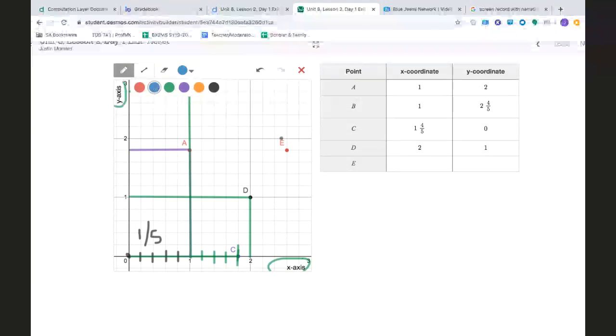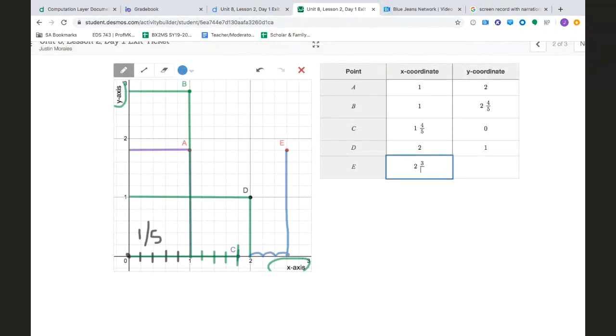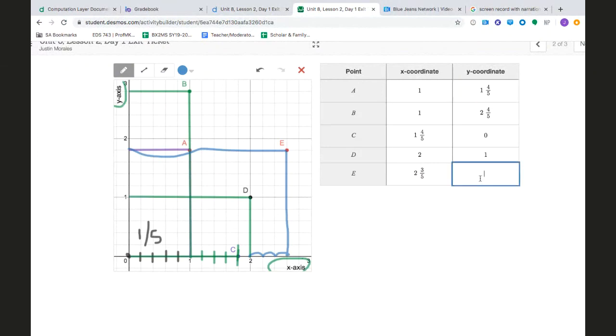So now let's figure out E. So we go all the way down. Now let's count. 1/5, 2/5, 3/5. So this is going to be 2 and 3/5. And then what about the y coordinate? Well, we see E and A are on the same line. So E is going to have the same y coordinate as A. Oh, the y coordinate was 1 and 4/5. Sorry about that. So the y coordinate as well is going to be 1 and 4/5.